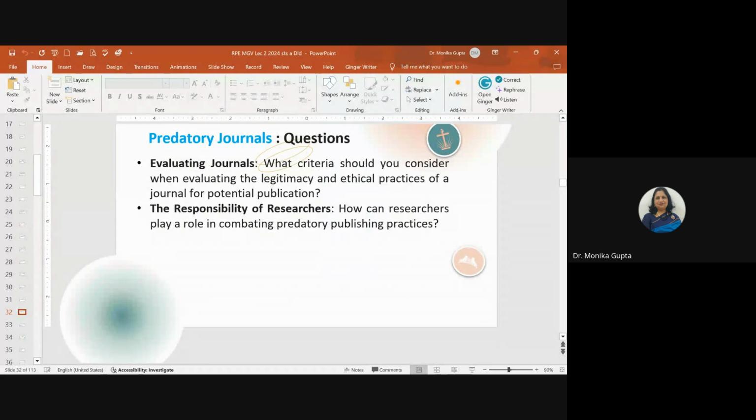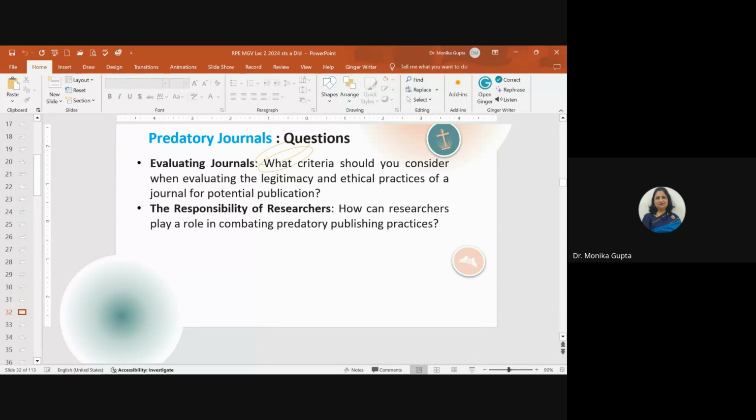So, second question, how can researchers play a role in combating predatory publishing practices? Yes. We should inform UGC that if we find any predatory journal, we should inform them so that they can put them in the list of the clone journals.